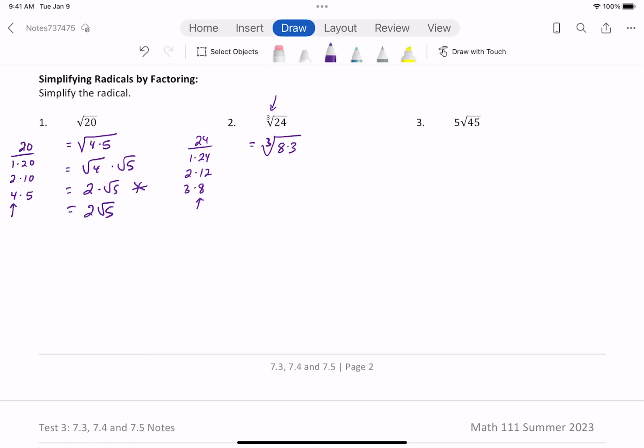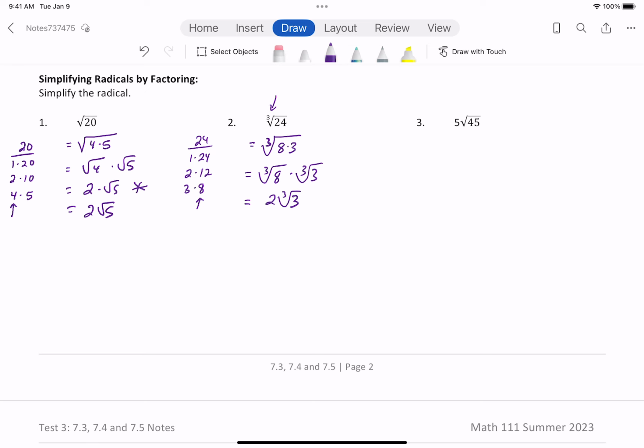Now the order that you write it isn't important. You can write the cube root of 3 times 8 if you wish. I always like to put the thing that's going to simplify in the front. It's just easier for me. And then we can split this up into the cube root of 8 times the cube root of 3. And then we know what the cube root of 8 is. That is a perfect cube, so that's just 2. And it's going to be times the cube root of 3.